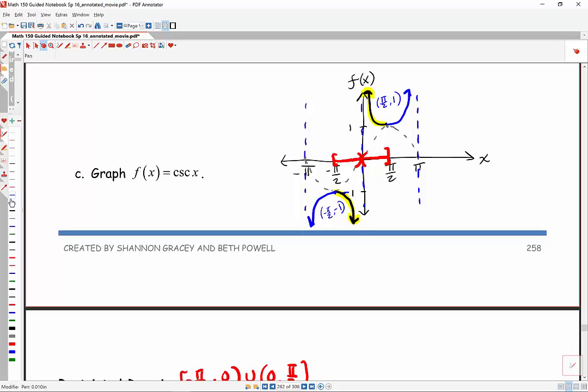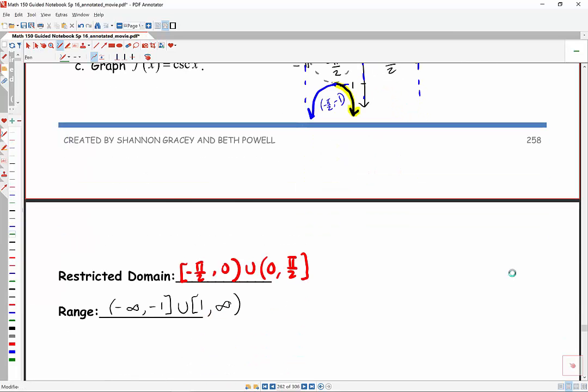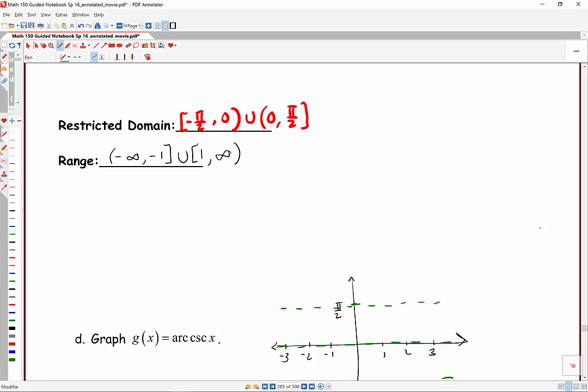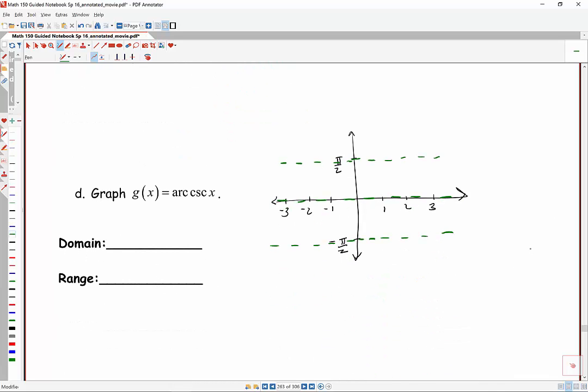Translating that over to the inverse function, this is what will happen. We'll have an ordered pair at 1, pi over 2, and at -1, negative pi over 2. As we approach from the positive side, we're going to go off to positive infinity, and as we approach from the bottom, the negative side, we're going to go to negative infinity.